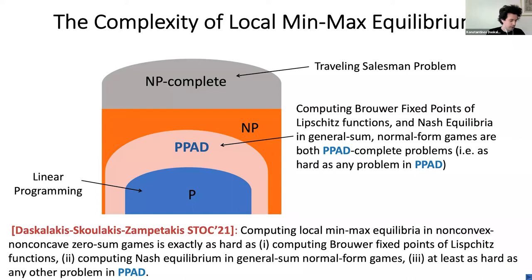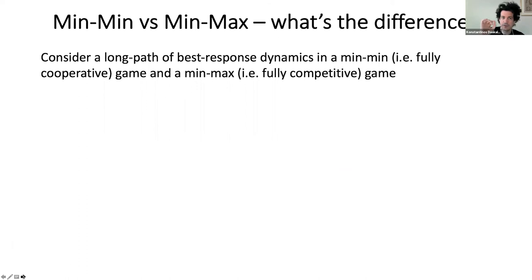Next, what I would like to do is to give you a flavor of how we prove the result and why all this complexity theoretic machinery shows up. But before that, I want to give you a little bit of an intuition for why you should expect min-max to be harder than minimization, okay? And to give you that intuition, I want to compare two types of games. The min-max problem that we're looking at in this talk and a min-min game.